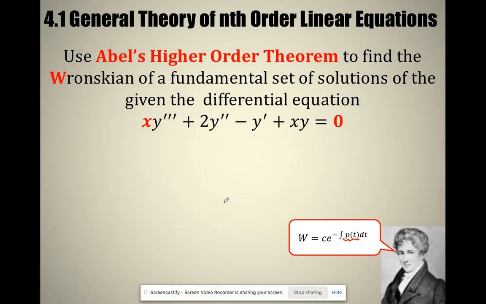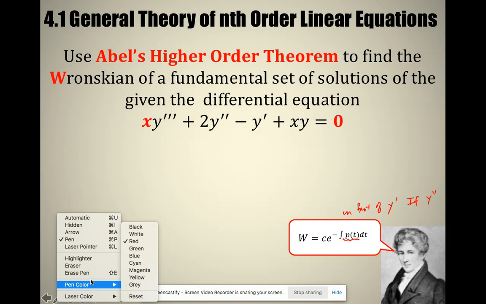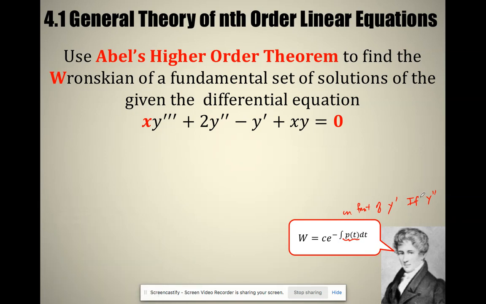Now, when we were doing just second order, p of t was in front of y single prime, if the coefficient in front of y double prime was what? 1. So how are we going to expand that here? We have a third order. So what do you think p of t is going to be?